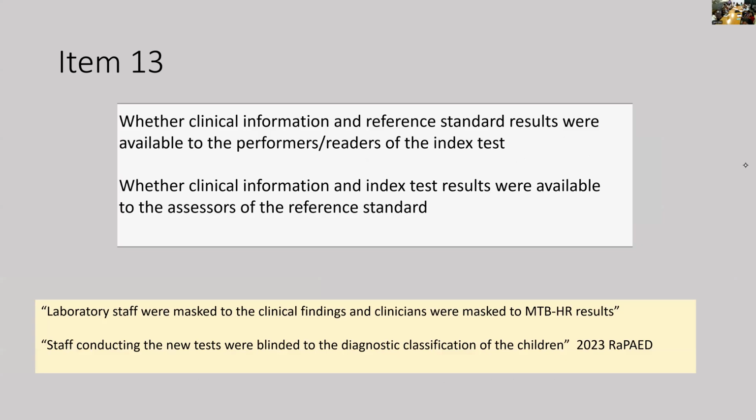The next question was whether the clinical information and reference standard results were available to the performers or readers of the index test, and whether the clinical information and index test results were available to the assessors. In the material it is written that the lab staff were masked to the clinical findings and the clinicians were masked to the MTB-HR results. And the staff conducting the new tests were blinded to the diagnostic classification of children. So that's been reasonable.